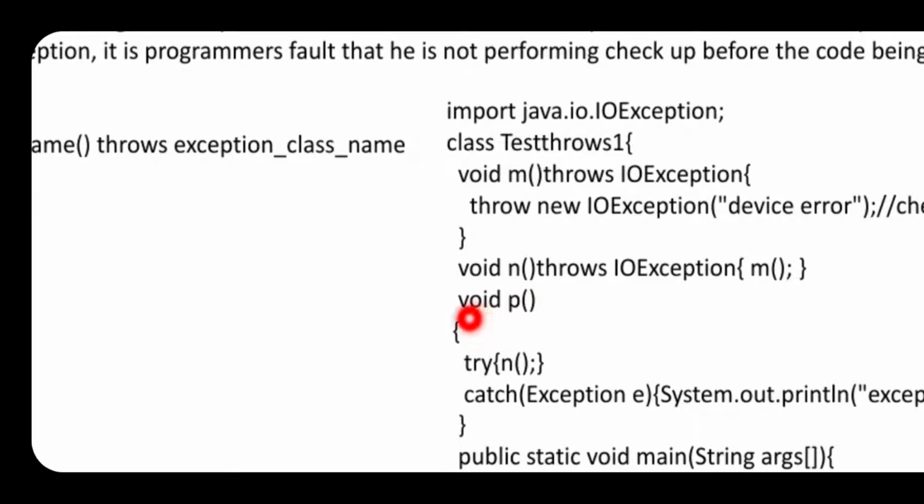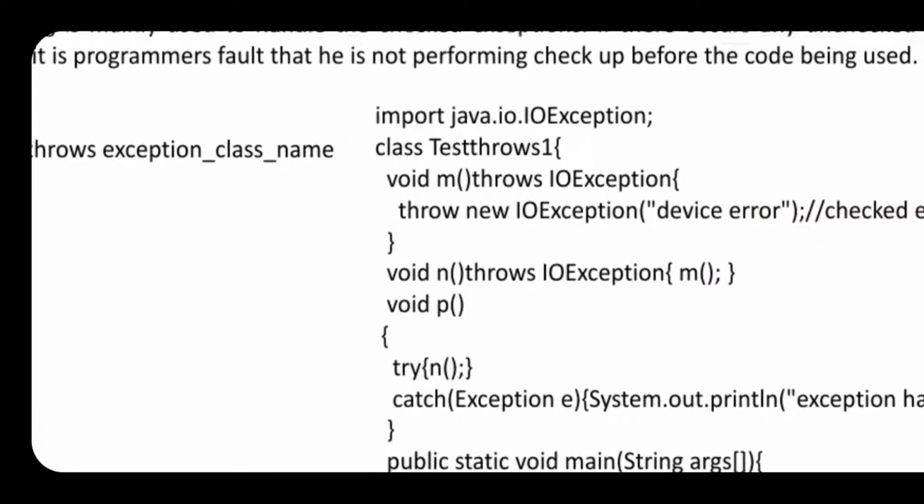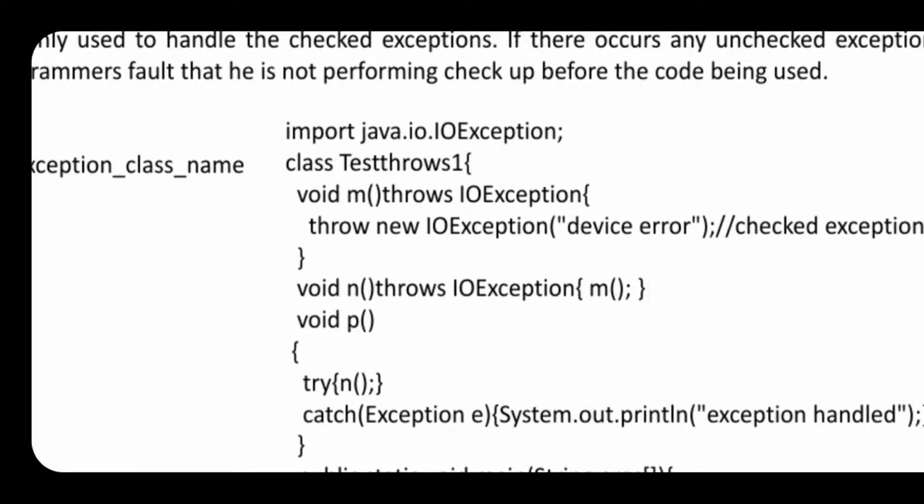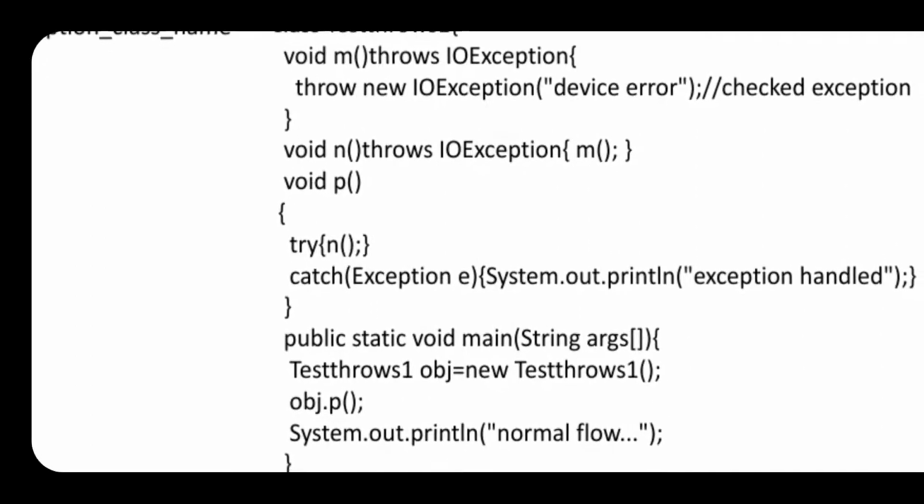It is there, void p. Within the void p, what are you going to have? Try n. So it goes to the try n statement. What is n going to do now? It throws an IOException to the m. M is over here. Then with throws IOException, throw new IOException, device error. That is a checked exception, and the exception is going to be caught over here within the IOException, and catch will handle that one, and the exception is handled. You are going to get an output here.